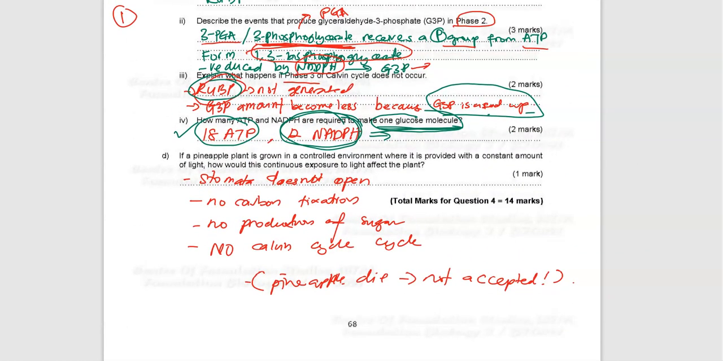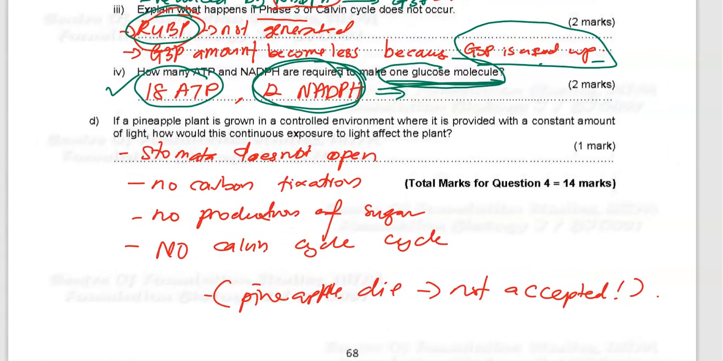So the last question. If a pineapple plant is grown in an uncontrolled environment where it is provided with a constant amount of light, show how this continuous exposure to light would affect the plant. Pineapple, you have to know, is a CAM plant. A CAM plant will undergo carbon fixation twice, one during the night time, the second during the daytime.